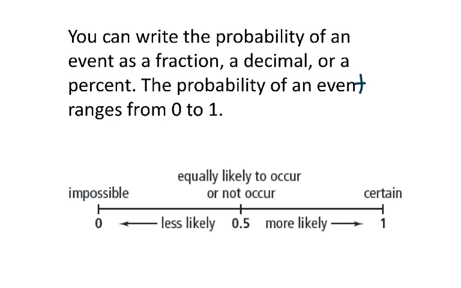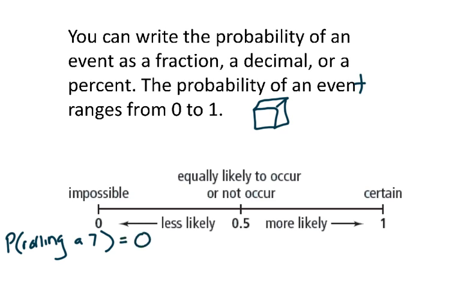So some examples here. Again, we'll go back to our standard number cube. The probability of rolling a 7 on a standard number cube is 0 because it's impossible to happen. However, the probability of rolling a number that is less than 7 is 1 because all of the numbers are less than 7.